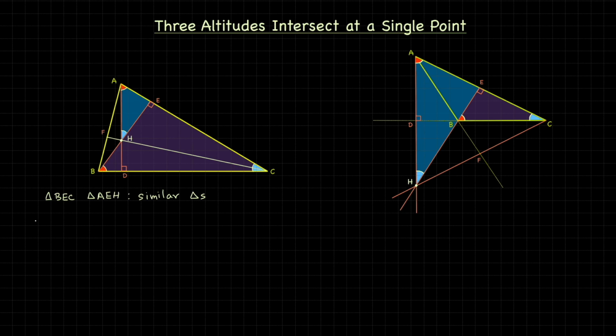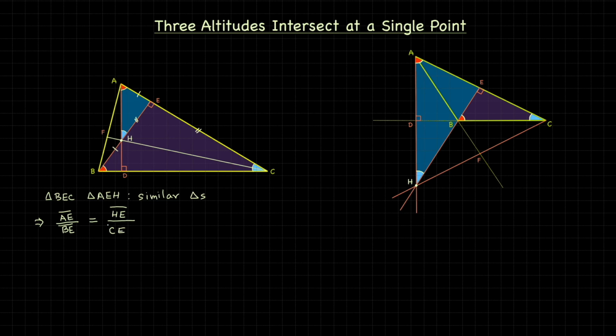Because they are similar, the ratio of their corresponding sides must be equal. So I'm going to mark the corresponding sides. The sides opposite the light blue angle are marked with a single tick. The ratio of these two sides is AE divided by BE. I'm marking the side opposite the red angle with 2 ticks. The ratio of these two sides will be HE divided by CE.